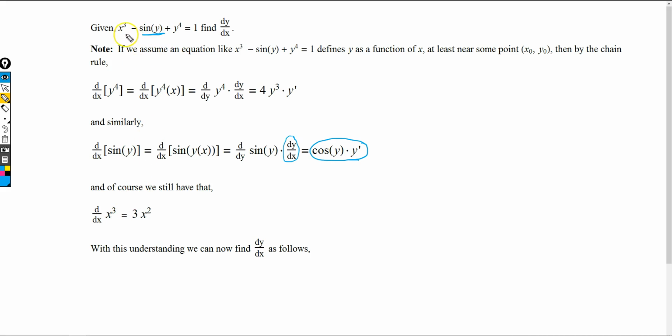And then for the other term, x cubed, okay, derivative of x cubed with respect to x, we don't have to do the chain rule there because the variables match. We have an x here and an x here. And of course, that derivative is just 3x squared, so there's no chain rule involved there. So with all of this now, we can finally evaluate the derivative of y with respect to x coming from this equation. And here's how we do it.